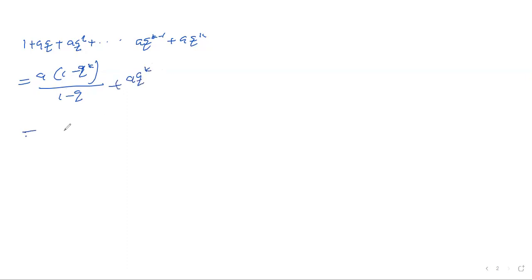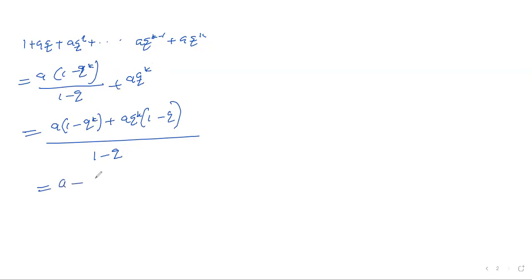So let's add everything together. That would be a times 1 minus q to the k, then we add aq to the k times 1 minus q. That is how we add these two fractions together. Then we have 1 minus q above. So this is a minus aq to the k when we expand, plus aq to the k minus aq to the k plus 1. Notice that these two terms cancel out. So all divided by 1 minus q.